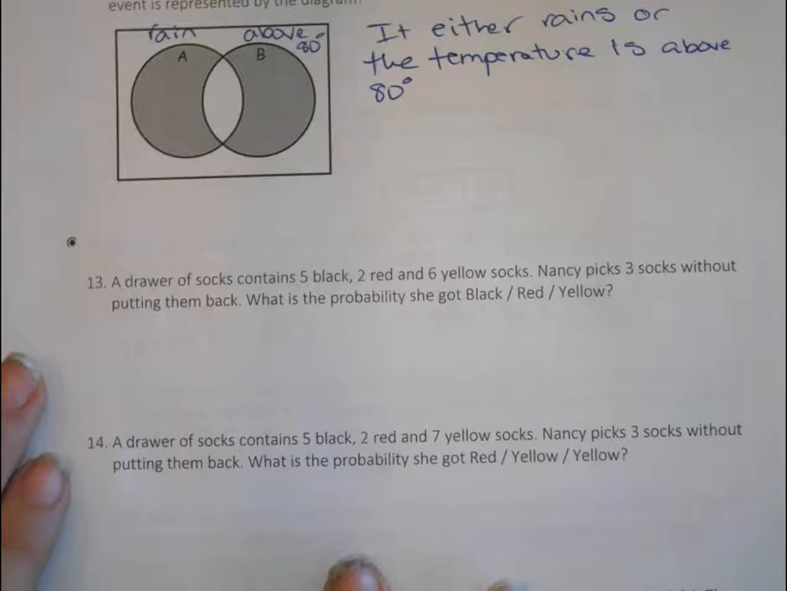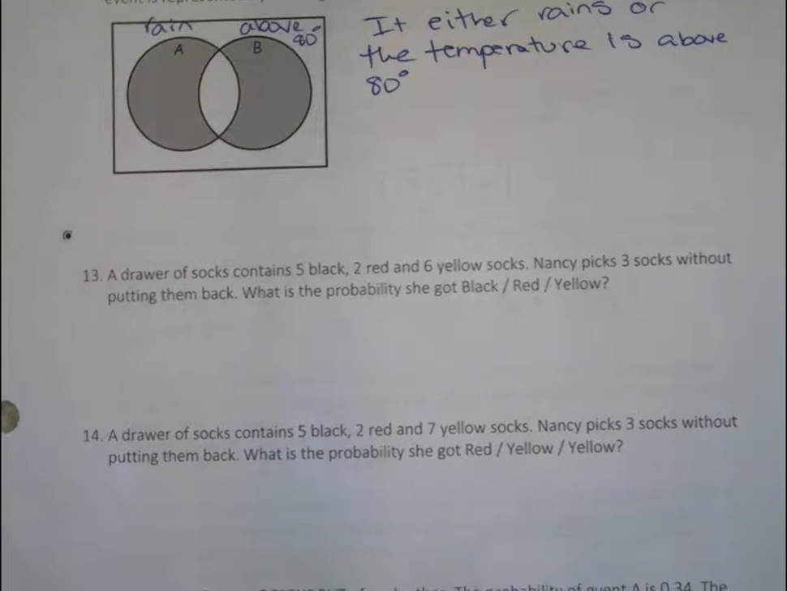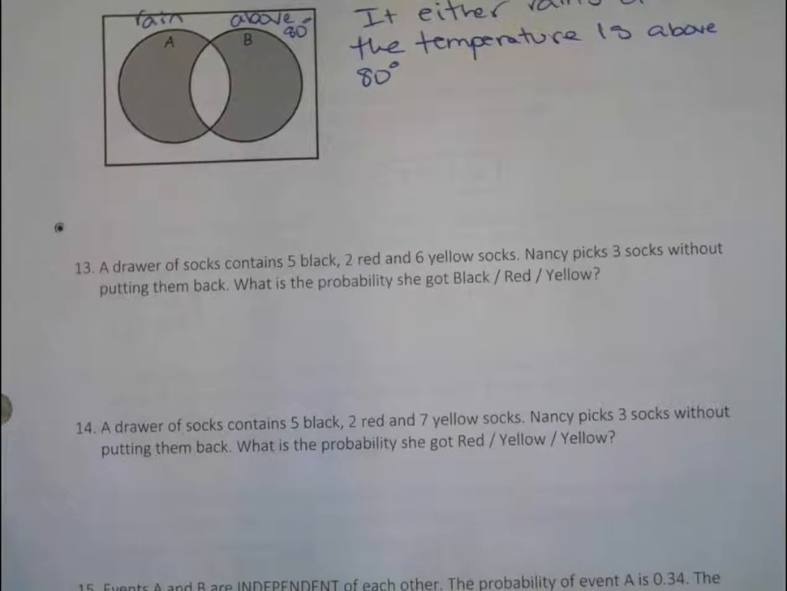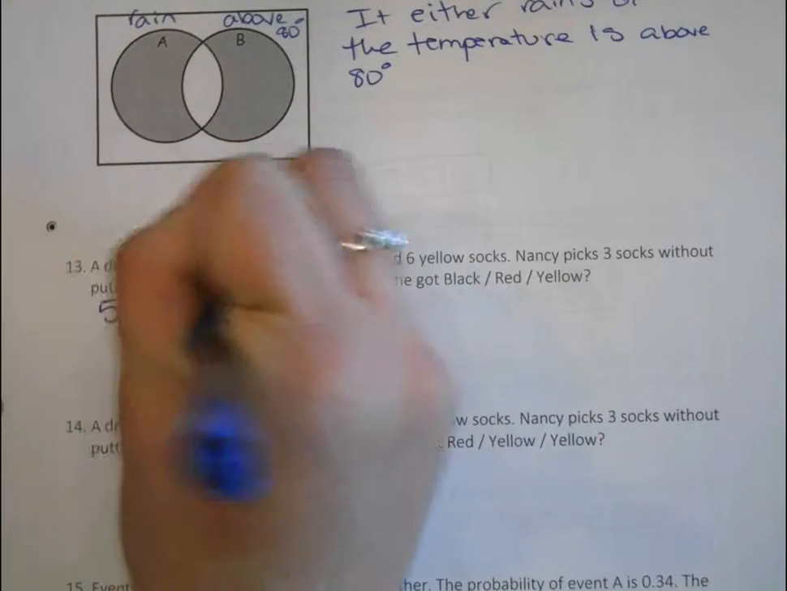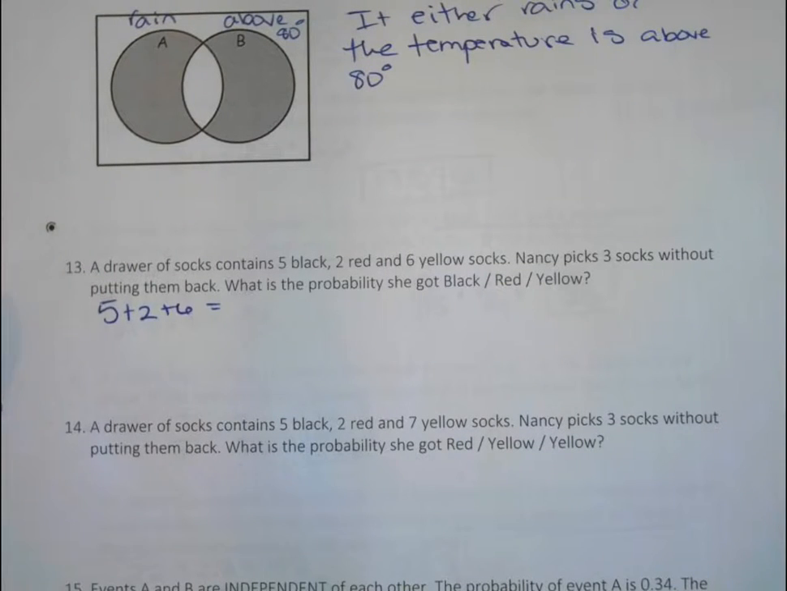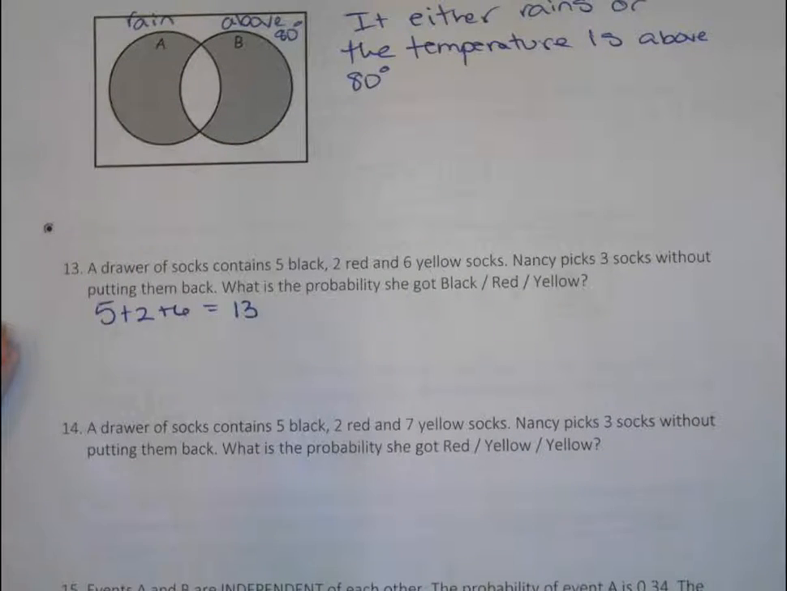Next one is a person in their sock drawer, and apparently they do not put their socks in matching pairs or anything like that. So they just have a loose sock drawer. It's like socks without friends. They have 5 black, 2 red, 6 yellow. So I'm going to add them all together to figure out how many total socks they have. 5 plus 2 plus 6 is 7 plus 6 is 13. So they have 13 total socks.